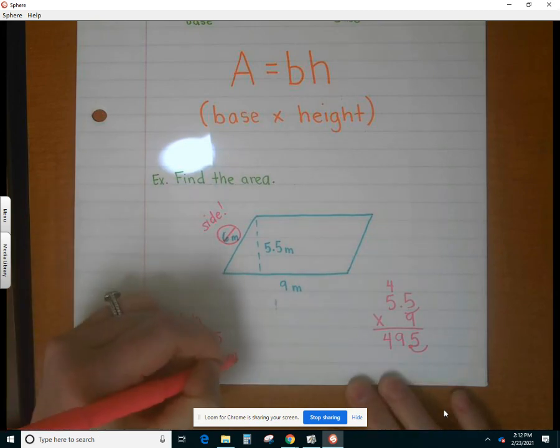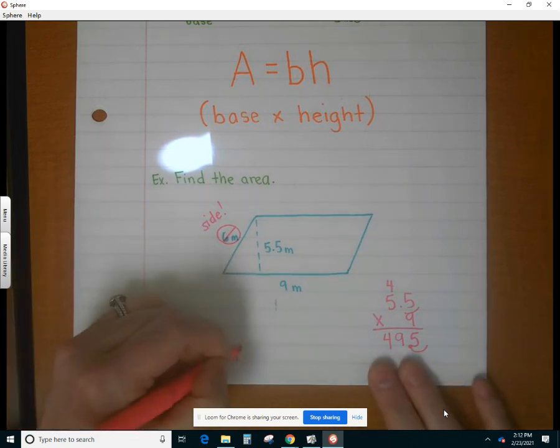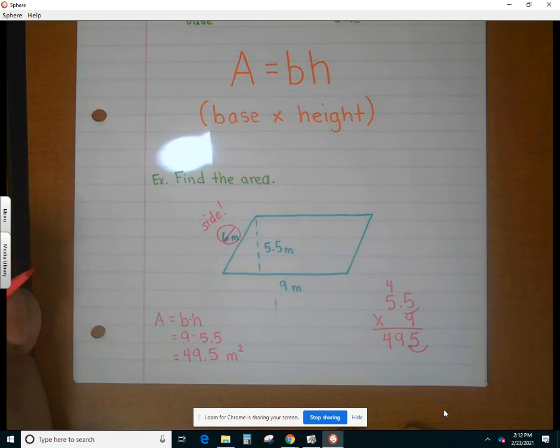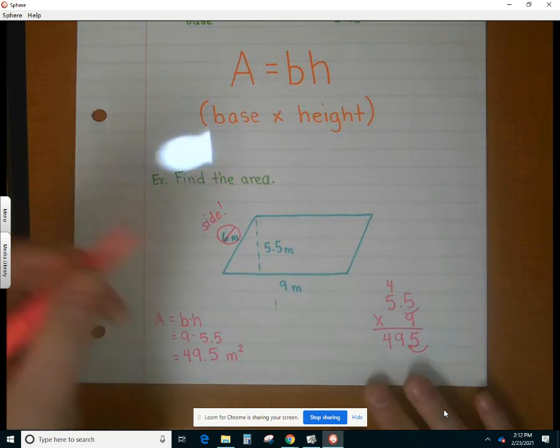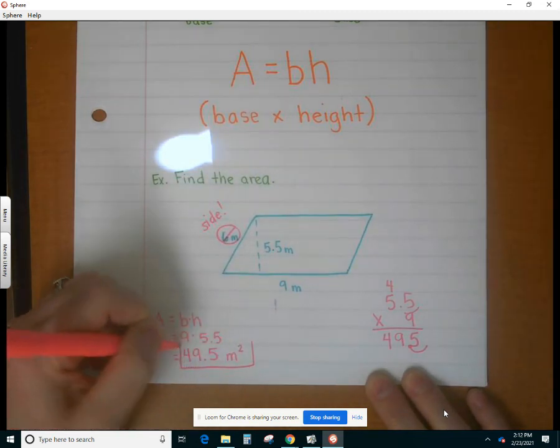So our unit was meters, but when you find the area of something, it's always in square units. So we use a little exponent of 2, because to the second power, you can also say squared. So our answer here is 49.5 square meters.